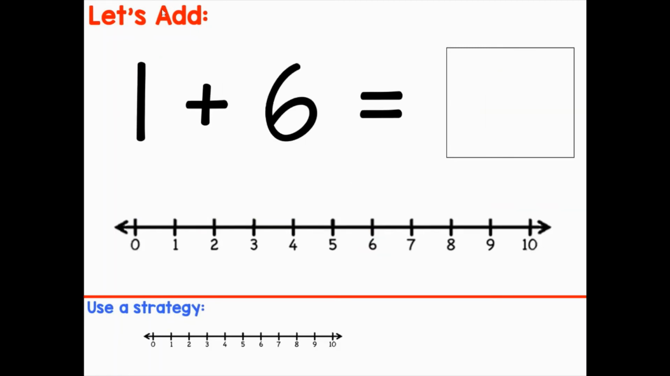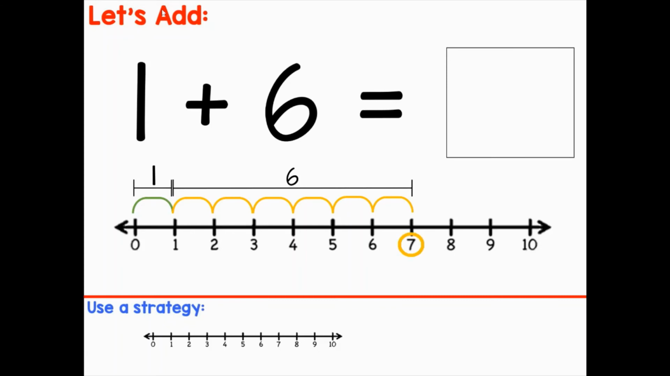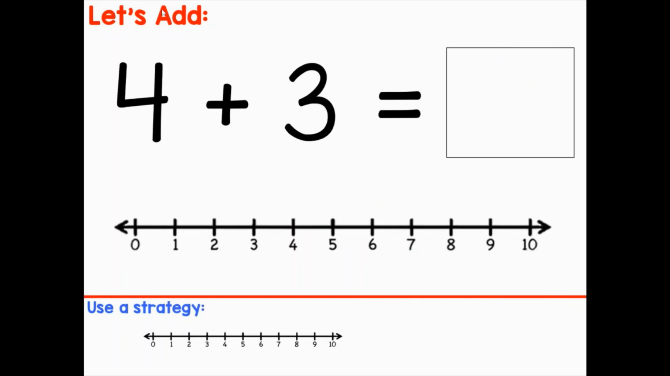Oh, this one's a good one. What is our first number? It's 1. We're making one hop on our number line, just 1. And our second number, it wants us to make how many hops? Yes, 6 hops. Let's count it. 1, 2, 3, 4, 5, 6. Oh my gosh, that's a lot of hops. 6 hops. All of those hops together put us at what number on the number line? Yes, 7, because 1 plus 6 equals 7.